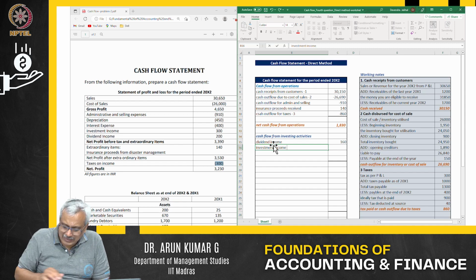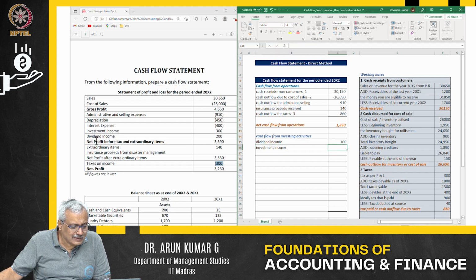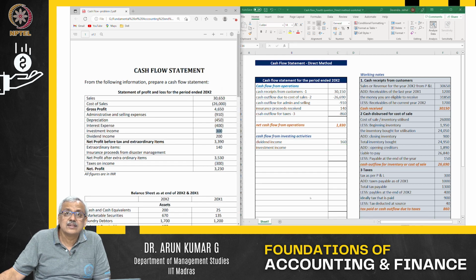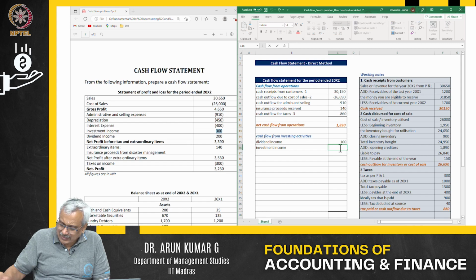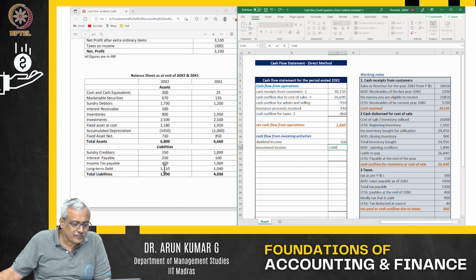What is the investment income out there? In this particular case, the investment income is $300. So ideally, what is the cash that you should have received? $300. But let us go back to the P&L and see.